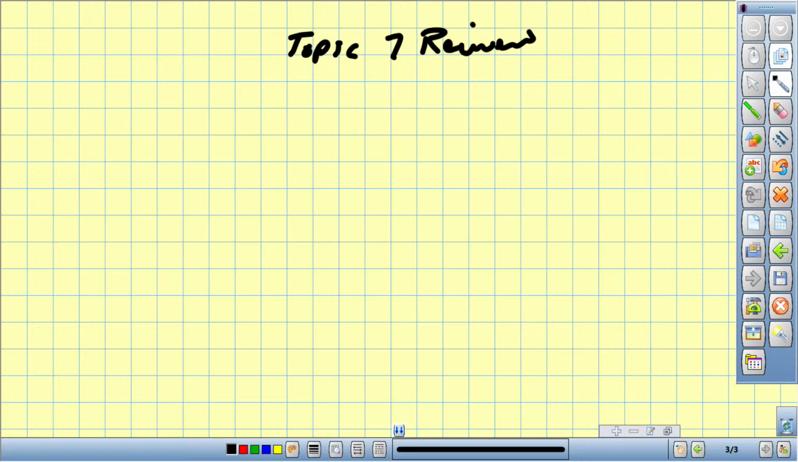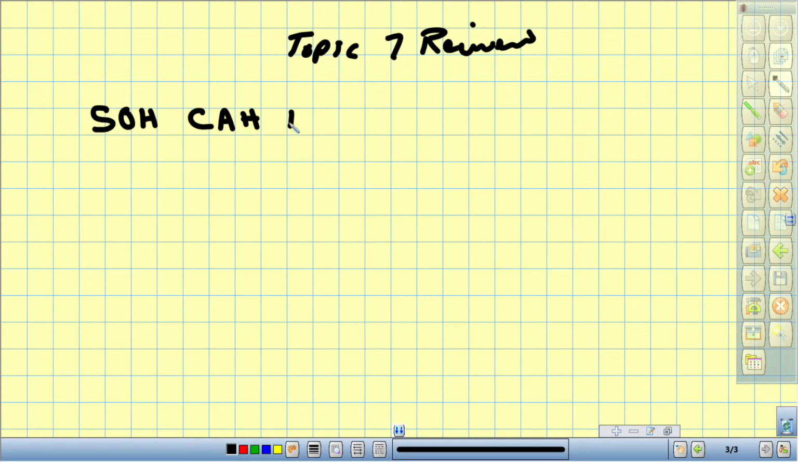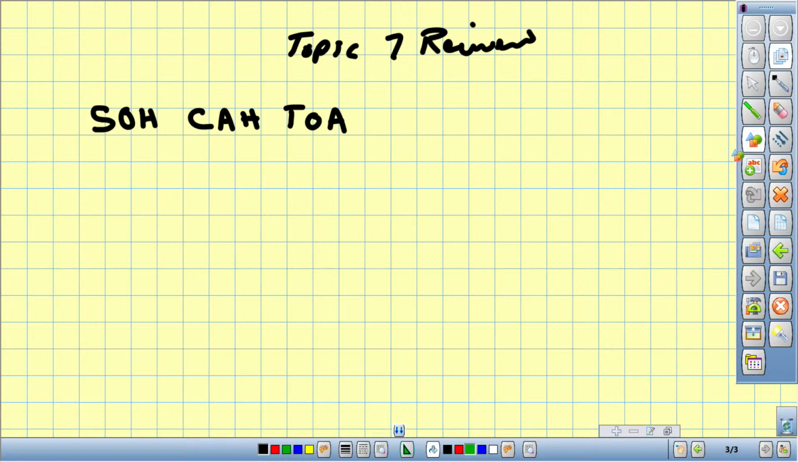Sohcahtoa is a mnemonic that we use to remind us of the trig functions, the ratios, and the trig definitions. Sine is opposite over hypotenuse. Cosine is adjacent over hypotenuse. Tangent is opposite over adjacent. Sohcahtoa.